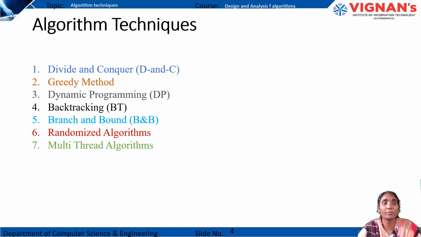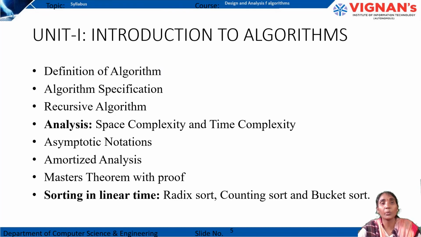Out of these, the first 5 will be covered as part of your course, and the remaining 2 will be covered as subtopics, whereas the first 5 are the main topics. Now coming to unit 1, introduction to algorithms. What is an algorithm? The definition, as well as the specifications or rules of algorithms or pseudocodes, and also recursive algorithms and how to write them, and the performance measures, space complexity and time complexity, and also asymptotic notations, which are the high-level mathematical notations to represent an algorithm.